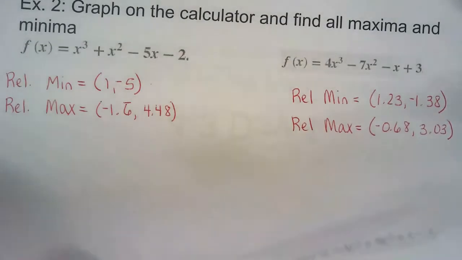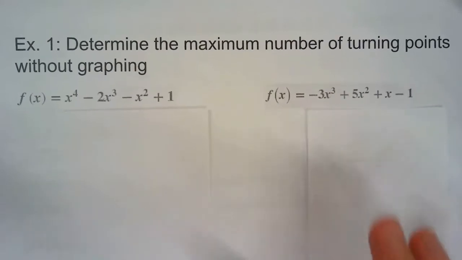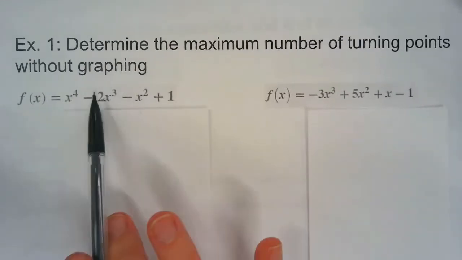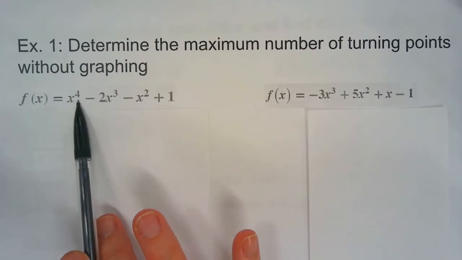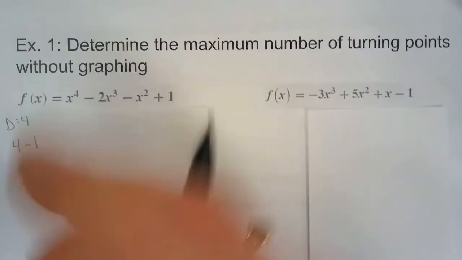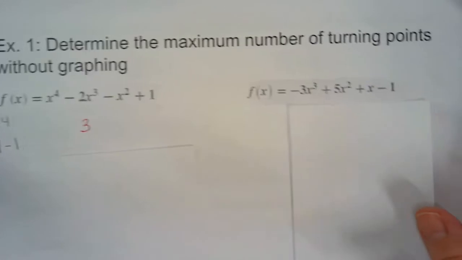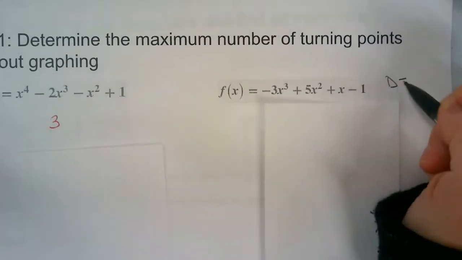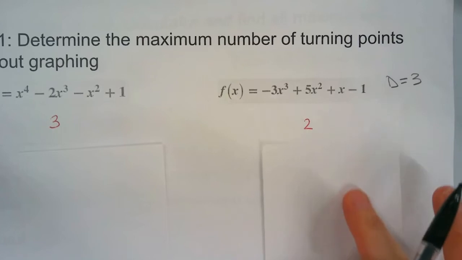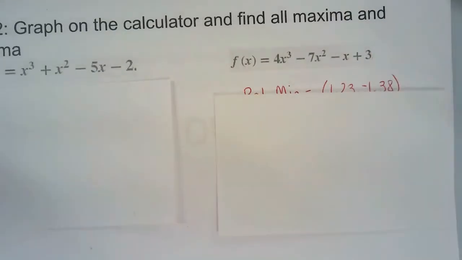So if I look at this first function, I can determine how many turning points there are by looking at the degree. So my degree is 4. So I would do 4 minus 1, so that means I have 3 turning points. Pause the video and try the next question. So on the next question, your degree is 3, so you should be taking 1 away from 3 and getting 2 turning points.